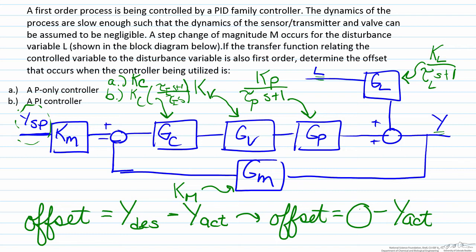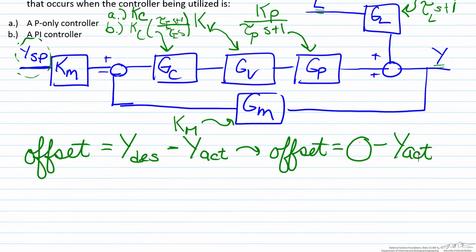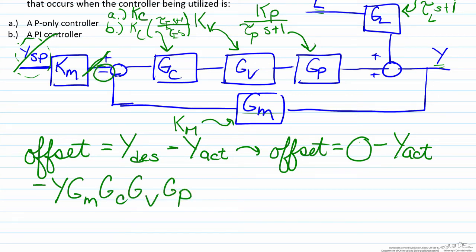In order to do that, we're going to have to find the value of Y in transfer function form to see how it handles a change in L. To do that, we're going to have to use some block diagram algebra. In this case, since the set point value is unchanged, that can be assumed to be zero. So what this leaves us with, from a block diagram standpoint, is if we go around the block here, this plus branch is zero. So what we're left with, if we follow the branch here, is negative Y GM GC GV GP, plus, if we follow the L path, L times GL.